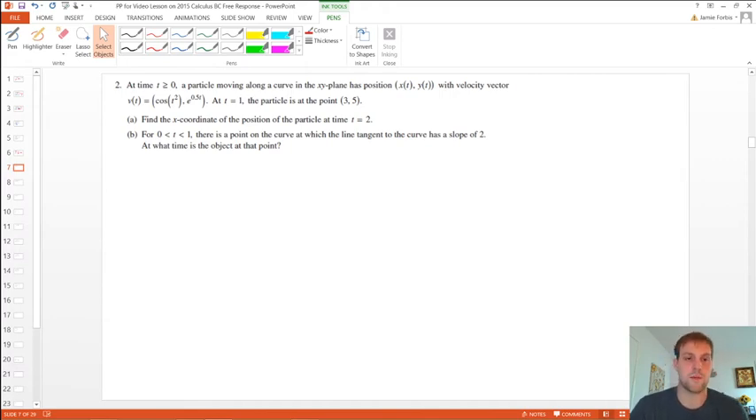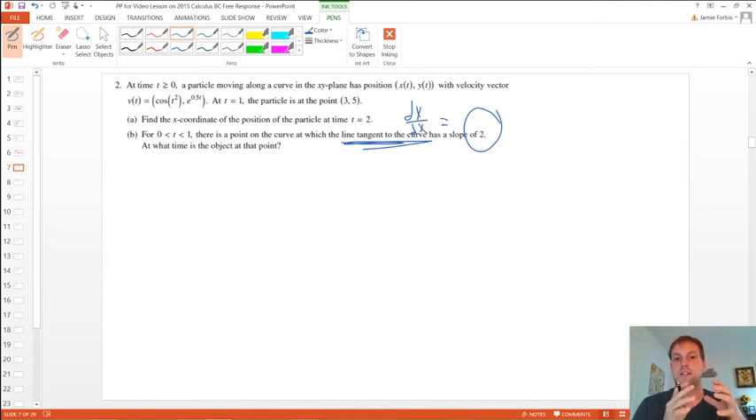All right, number 2, or I'm sorry, B. Between 0 and 1, there is a point on the curve at which the line tangent to the curve has a slope of 2. So that means that dy over dx equals 2. There is a tangent line whose slope is 2. That is telling us that dy over dx equals 2. I want to know what that time is that gives us that slope. So if I want to know that, I need to figure out what dy over dx is.